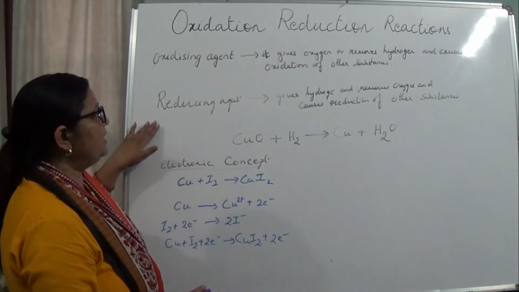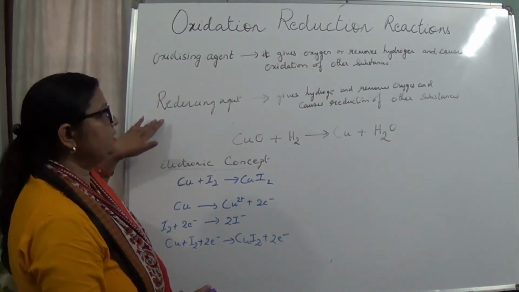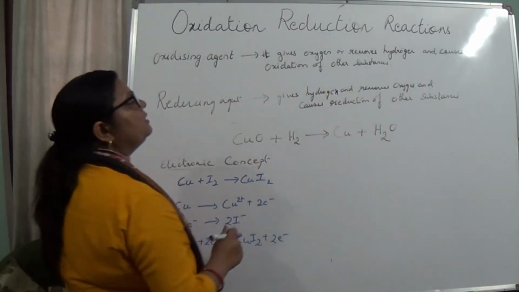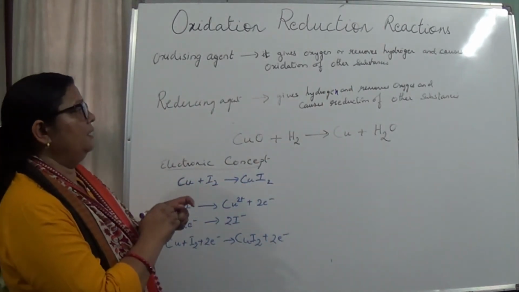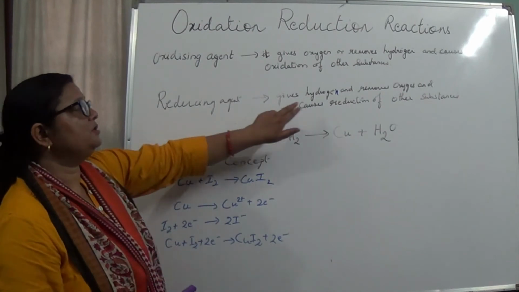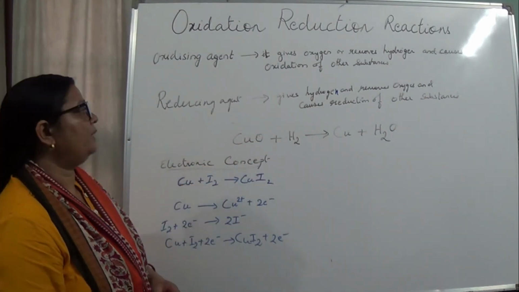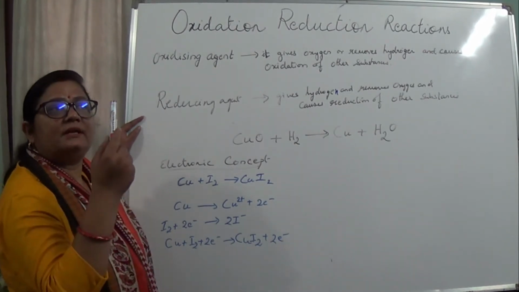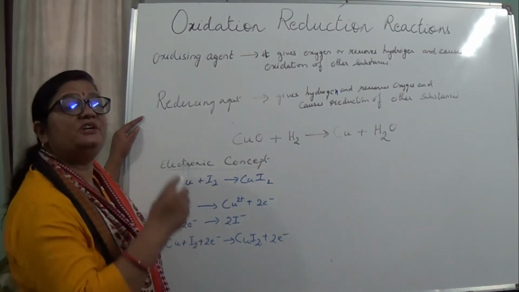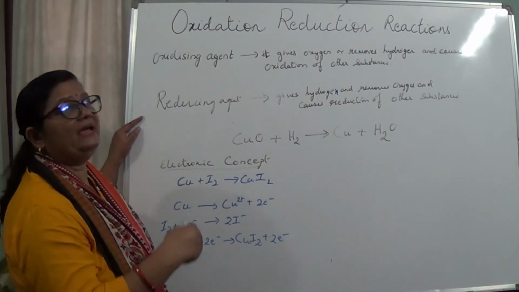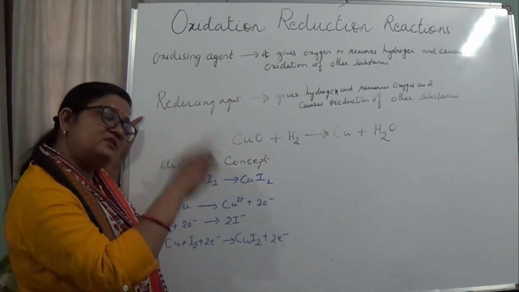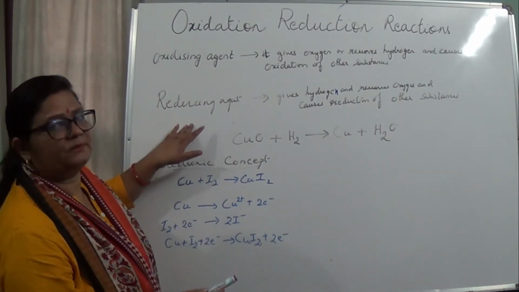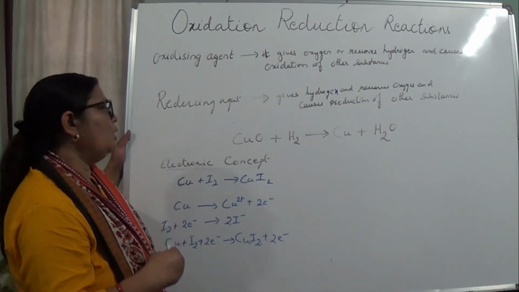And a reducing agent is just the opposite of an oxidizing agent. It gives hydrogen, or it removes oxygen. If it reacts with another substance, it reduces it, by giving hydrogen or removing oxygen from that substance. So a reducing agent reduces other substances, but itself gets oxidized.